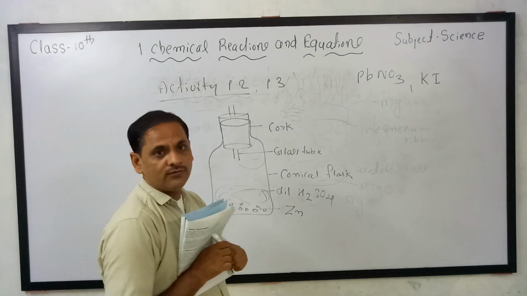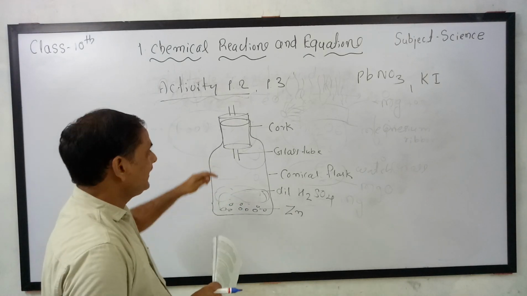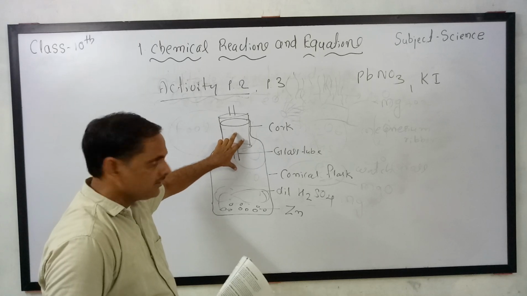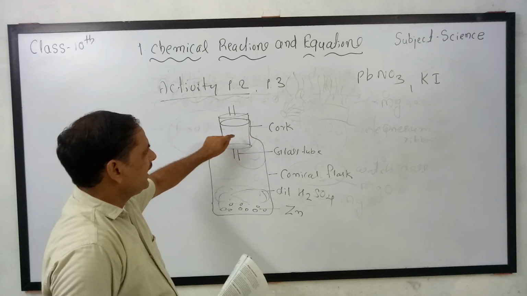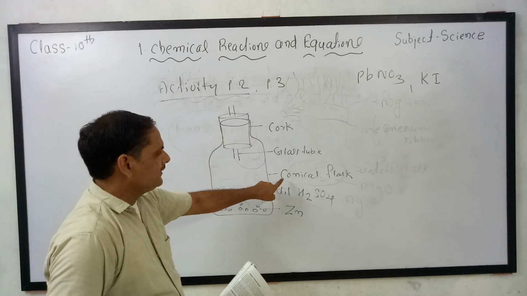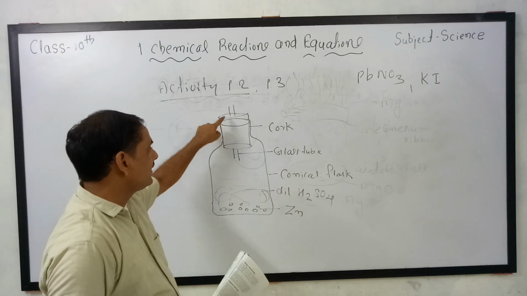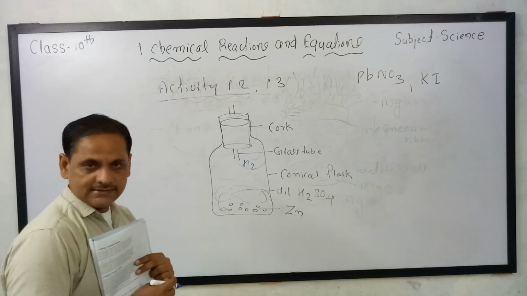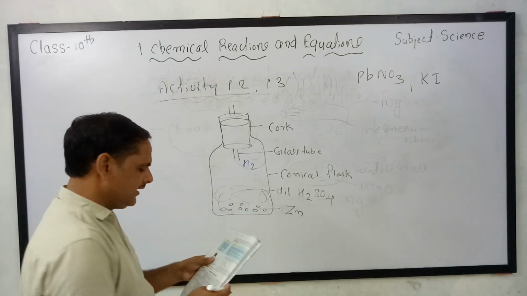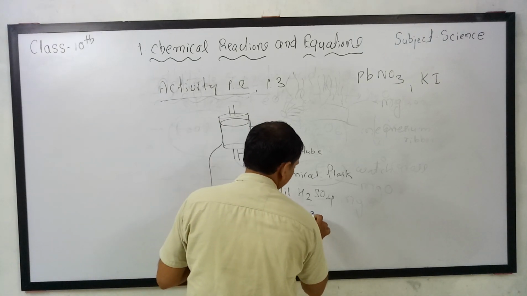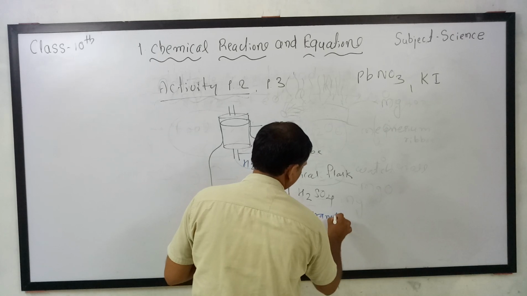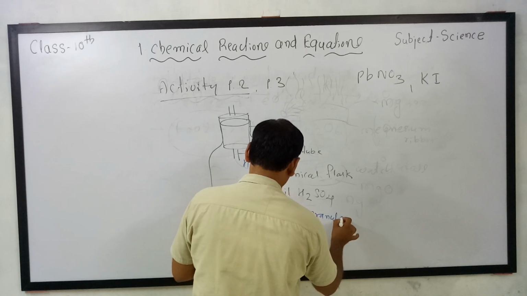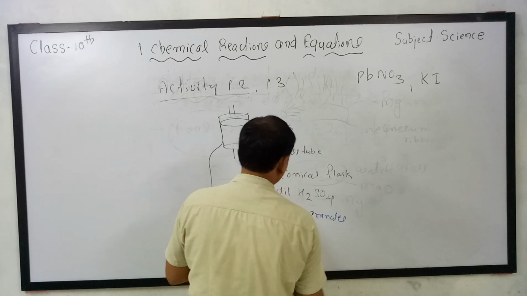This is also an example of chemical change, right? We take one conical flask, and this one is the cork, and this one is the glass tube. And here H2 gas is released. Zinc granule means a small piece of zinc is there.